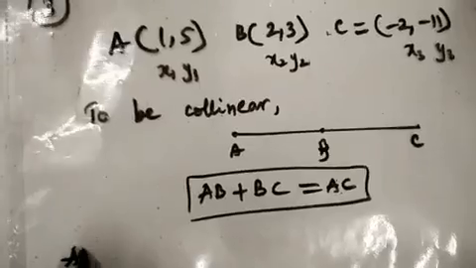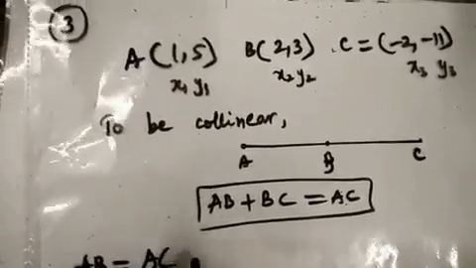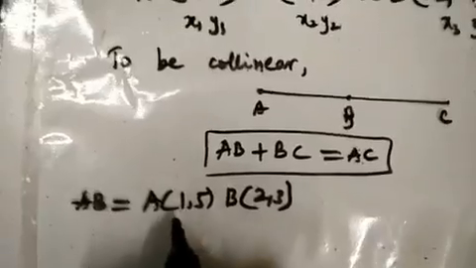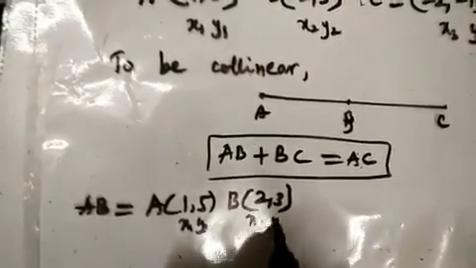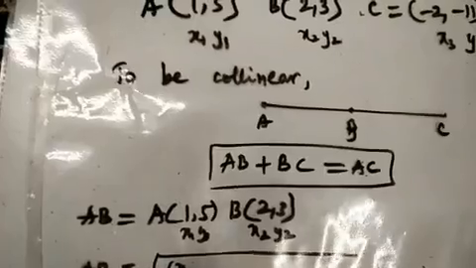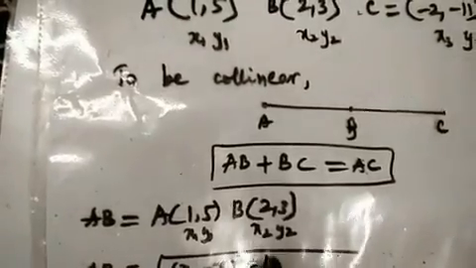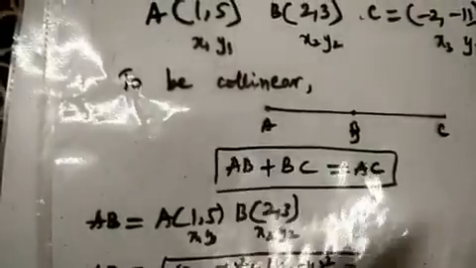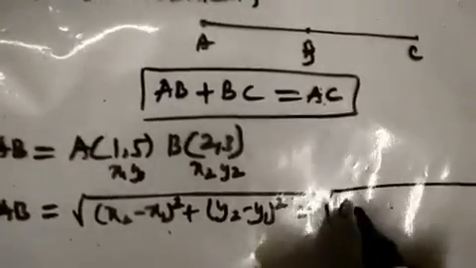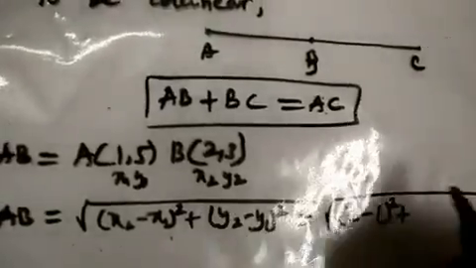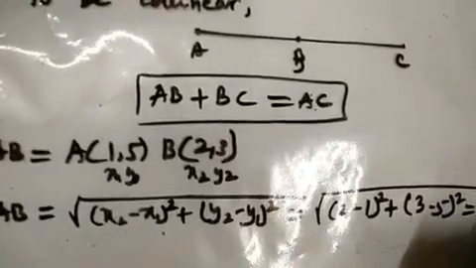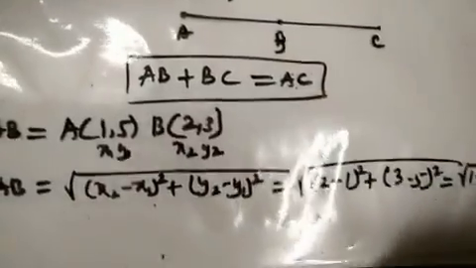Now the first step is AB. AB is equals to, what is our A? 1 comma 5 and B is 2 comma 3. Done. Write down x1 y1 x2 y2. AB is equals to root of x2 minus x1 whole square plus y2 minus y1 whole square. It is equals to, how much it will be equal to? Substitute the values. 2 minus 1 whole square plus 3 minus 5 whole square, and it is equals to root 1 plus 4, and it is equals to root 5.